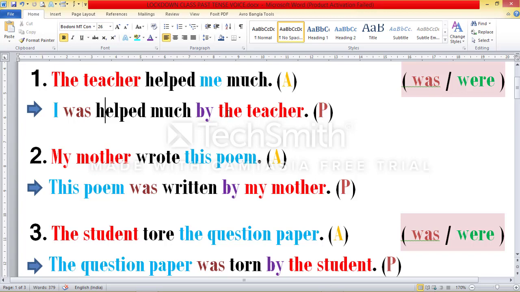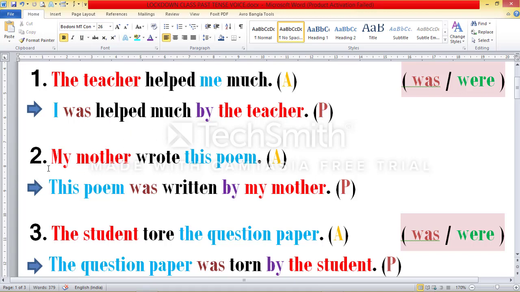You observe another point. This word much here is an adverb of degree. You can write this before the third form of the verb also. You can write before help also. That is also correct. Now let's go to the second sentence.